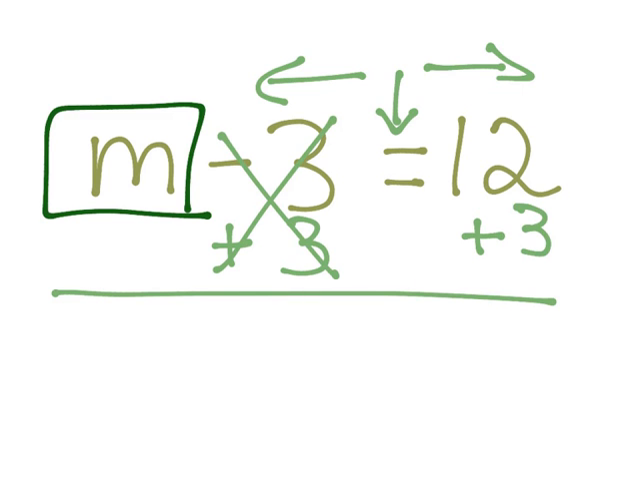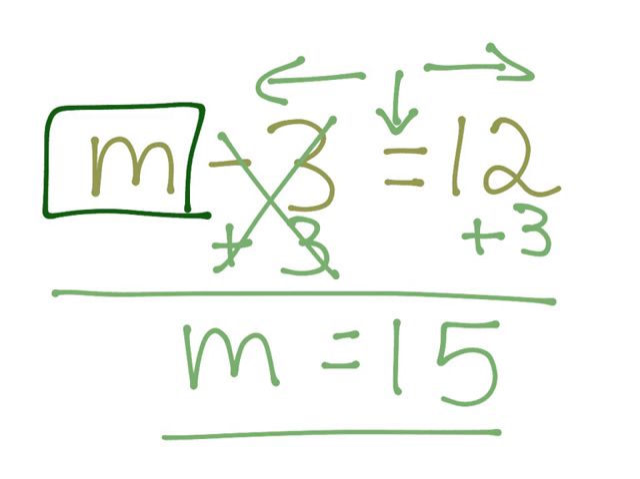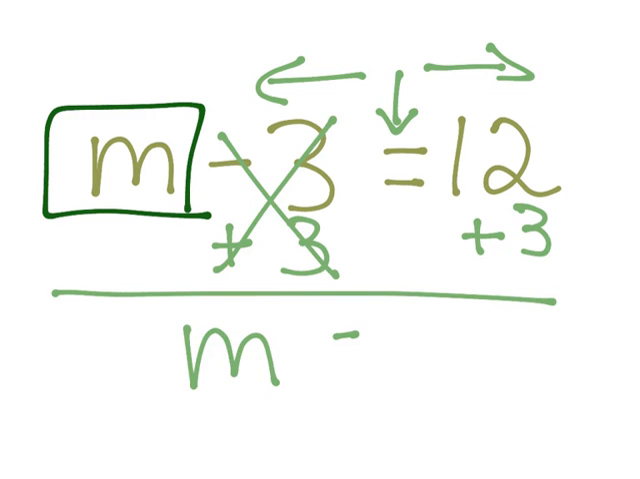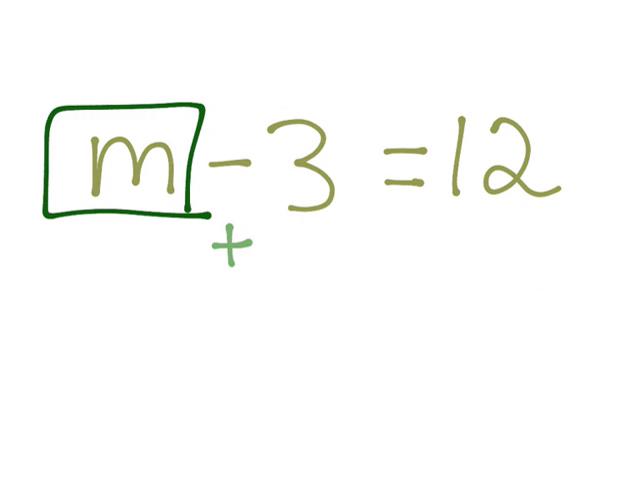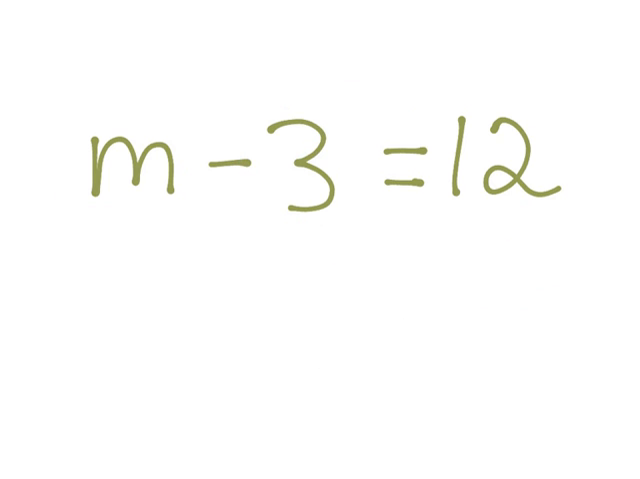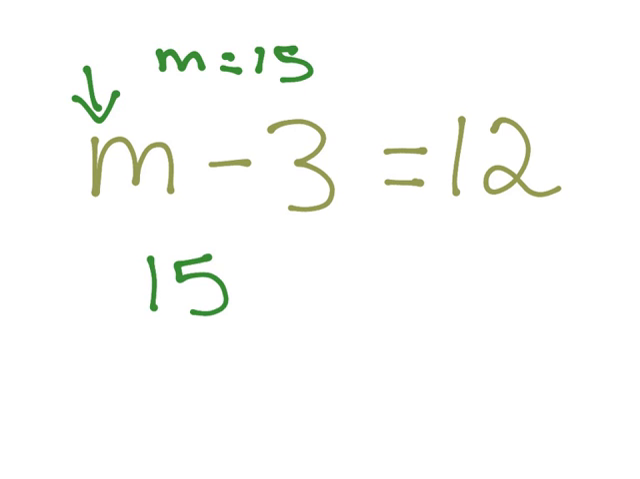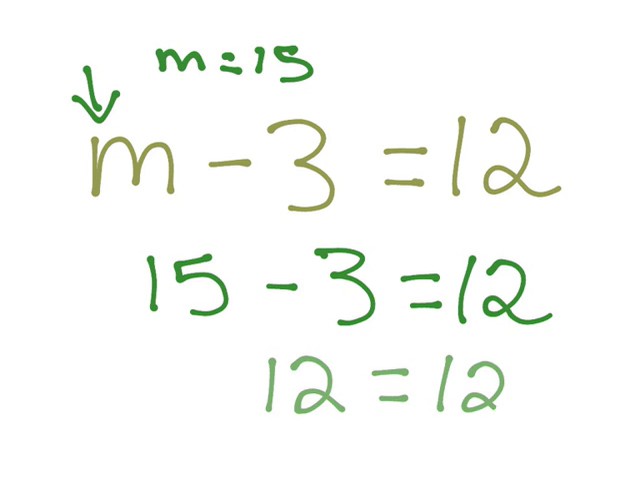Those would cancel. Those would equal 0. So I have m equals, and then 12 plus 3 is 15. So your answer is m equals 15. And if you wanted to check that, you would just replace your m with the m equals 15. So 15 minus 3 equals 12. And 15 minus 3 is 12. So if they equal out, you know you got it correct.